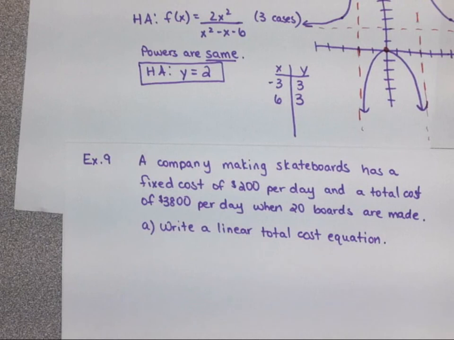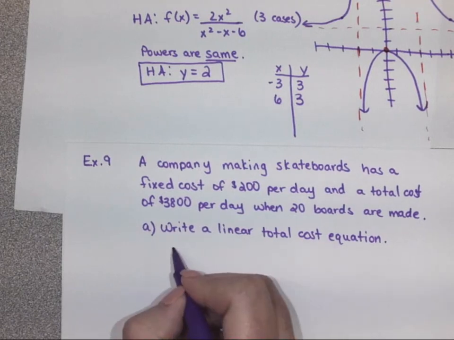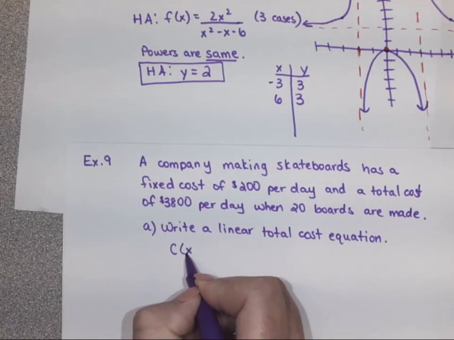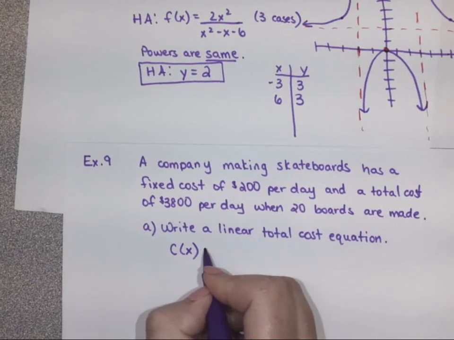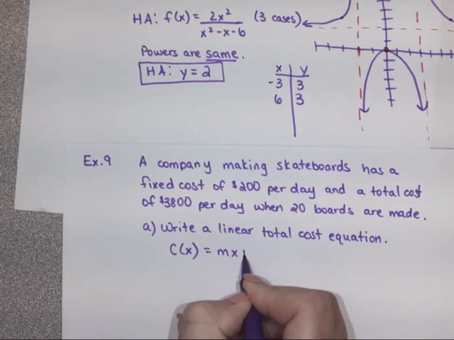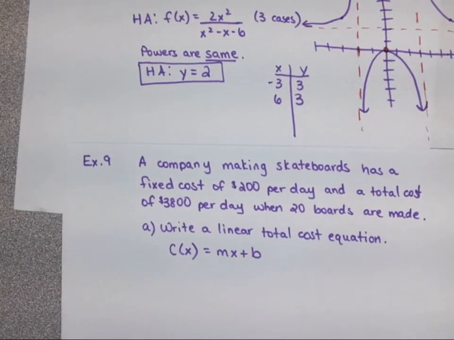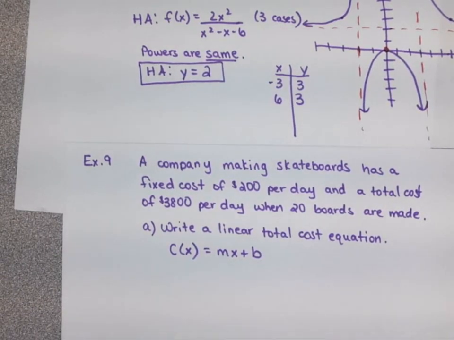Okay, so if I'm asking you to write a linear cost equation, then we're going to call cost C of x. So instead of y equals, we're going to use function notation. C always represents cost. But we still want to make it look like y = mx + b. Okay, because that's our standard form. That is our slope-intercept form. Okay, so what's going to go here?